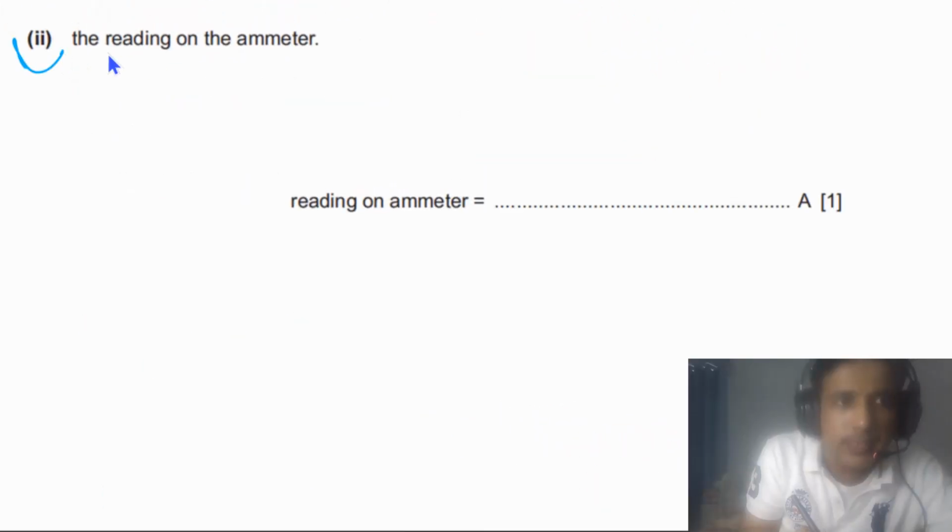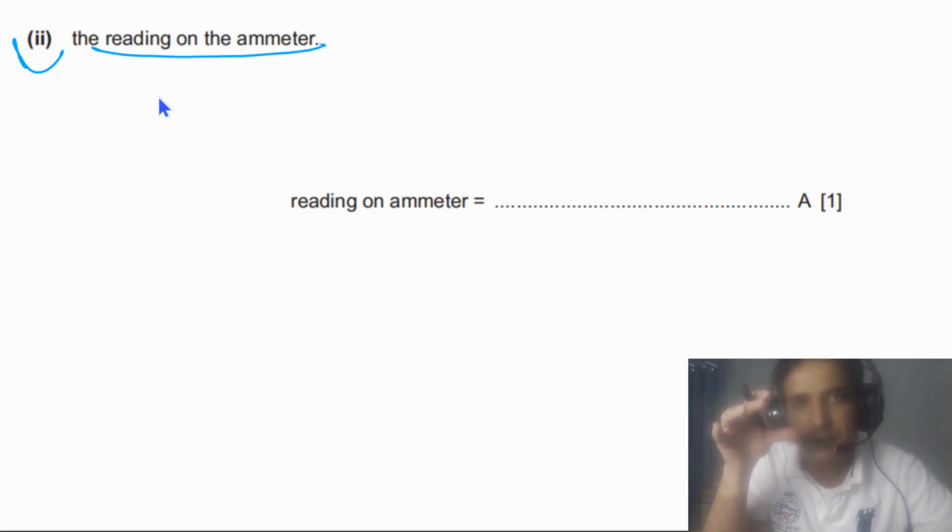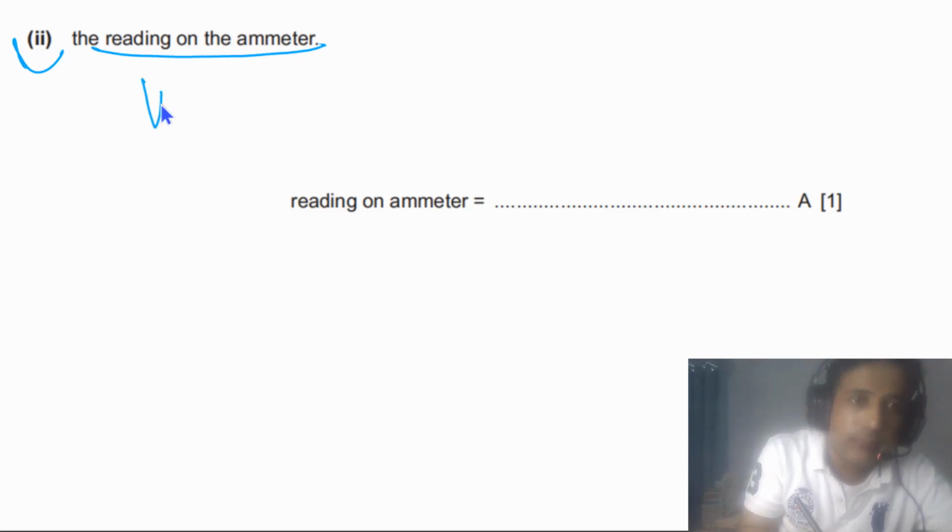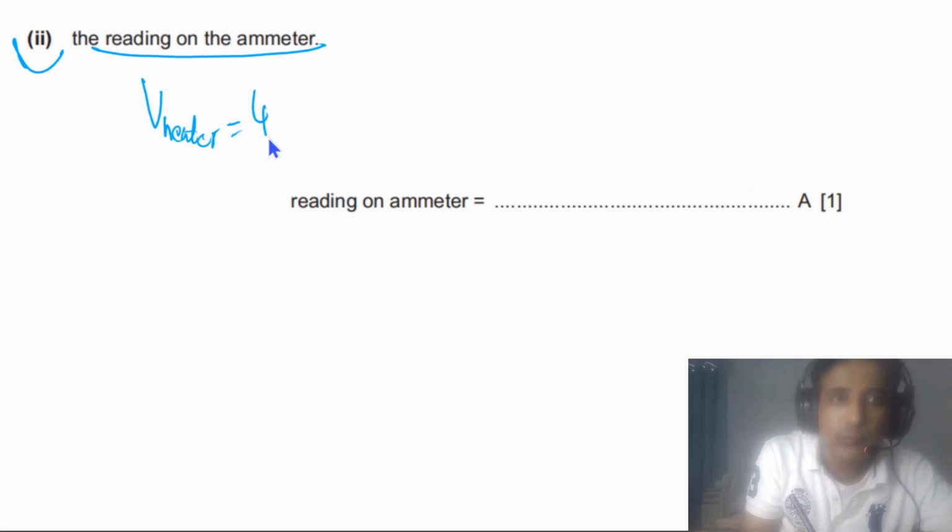For the second part, we need to calculate the reading on the ammeter. Before we answer this question, here is the main concept you need to understand. In the circuit, all the components except the voltmeter are connected in series. It means the current passing through each component is the same. For this question, we have the value of V across the heater, equal to 4.8 volts, and also the resistance of the heater, R equal to 5.8 ohms.